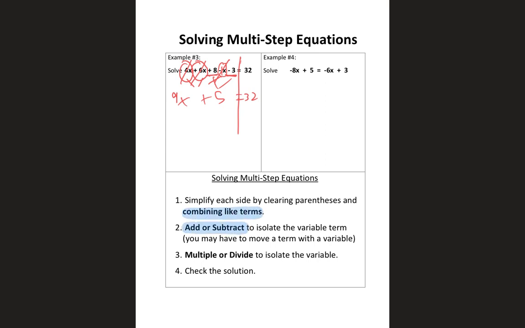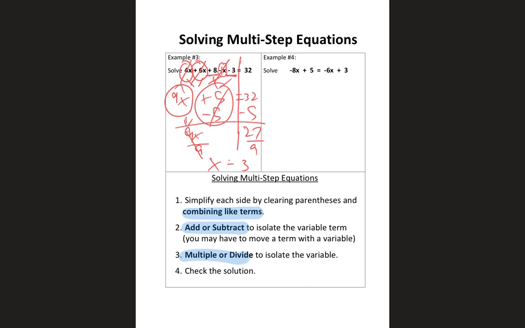Next step, we're just going to add or subtract, just like we talked about before. So let's circle that variable term, right? That tells us I'm going to work with that last. So I'm going to subtract 5 from both sides. Going from left to right, I'm going to bring down my 9x. These opposites cancel out. 32 minus 5 gives me 27, right? And then our final step: we said we're going to multiply or divide. Well, this is multiplying, 9 times x. So the opposite is dividing by that same 9. So it cancels out, and x equals 3.